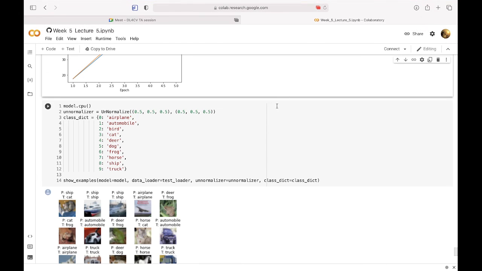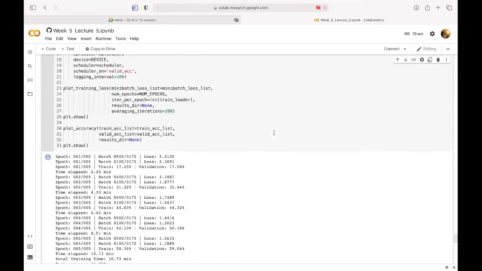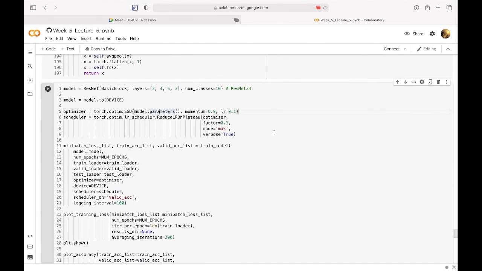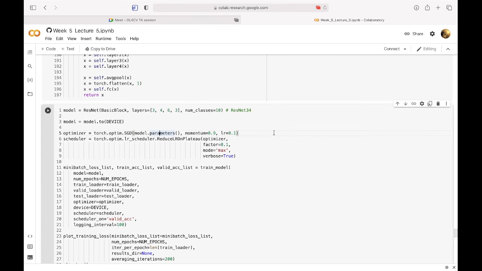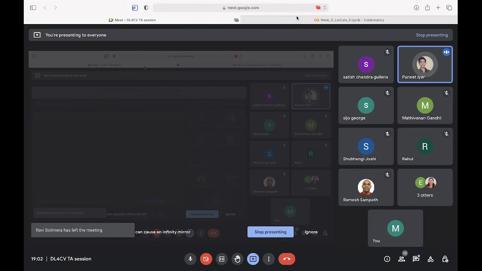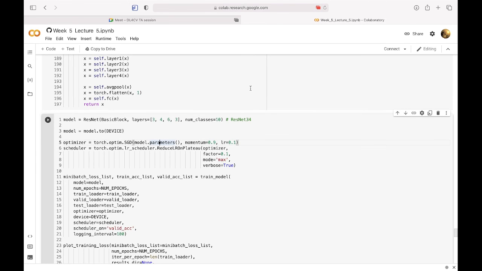Ma'am, can we store the value of the first layer, like we do a convolution and then a max pooling, let's say? Can we store the values for later usage if we want to?